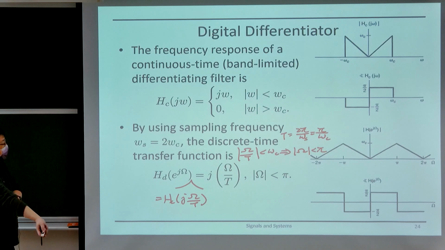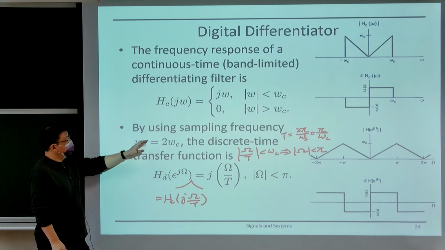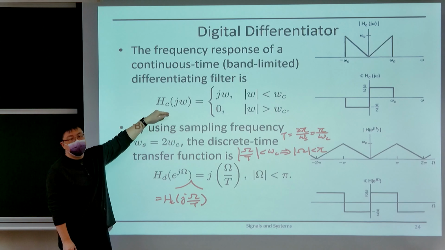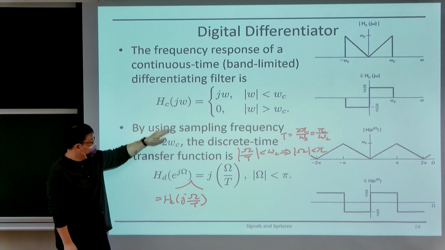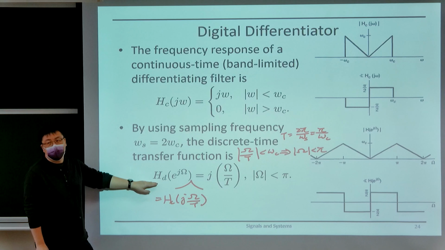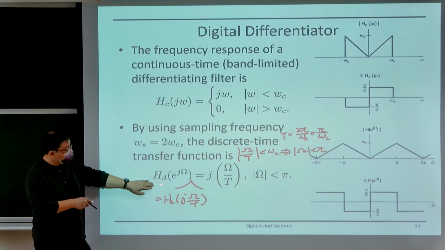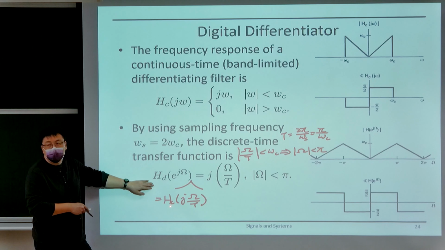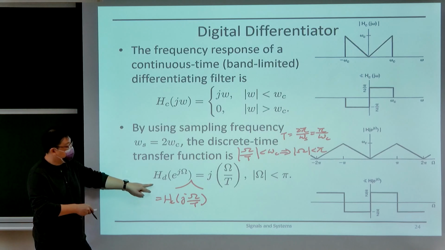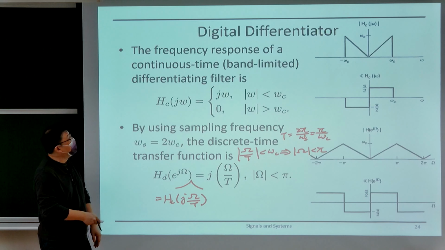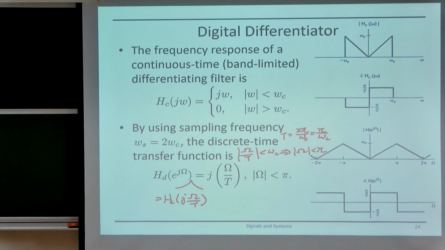Again, if you want to construct an equivalent continuous time filter using a discrete time operation, then you should choose a discrete time filter that is equal to a scaled version of this continuous time filter over the band limited range. And this is what you get for the differentiating system.